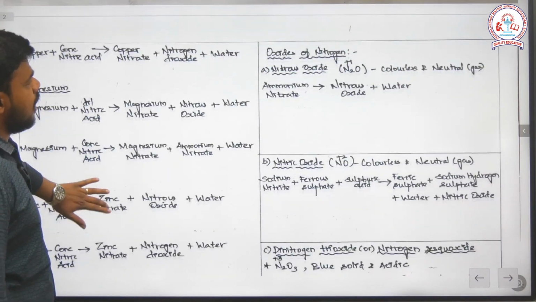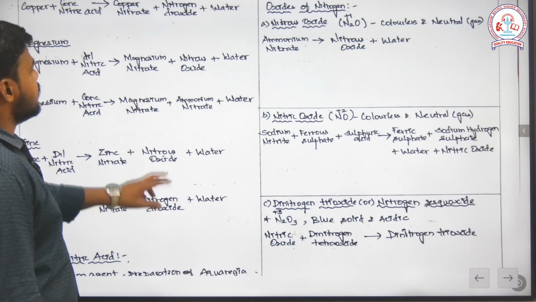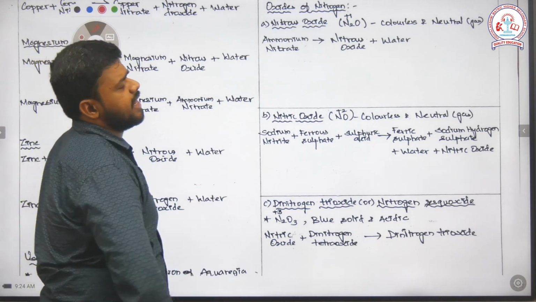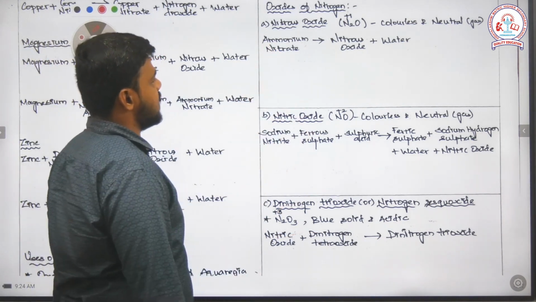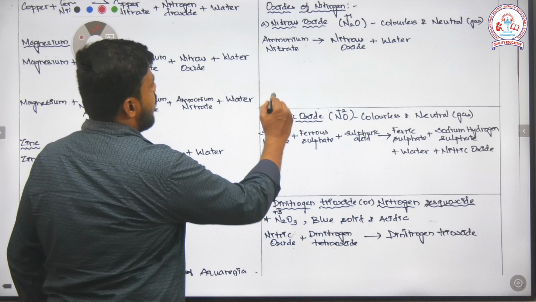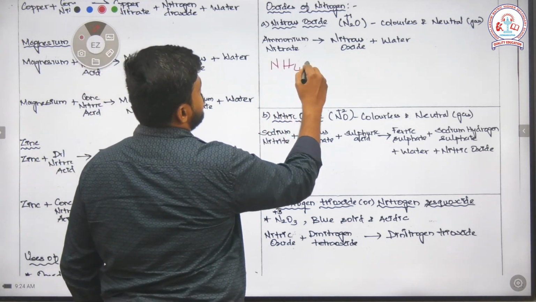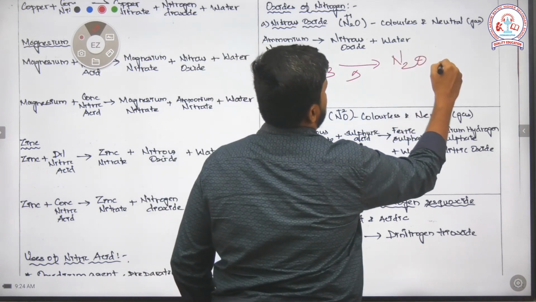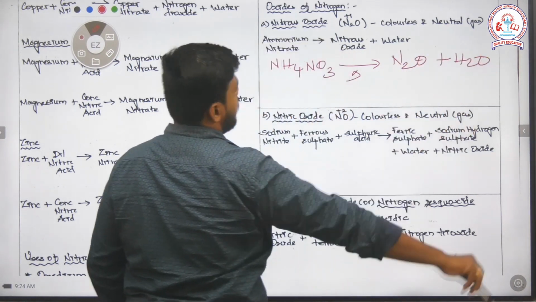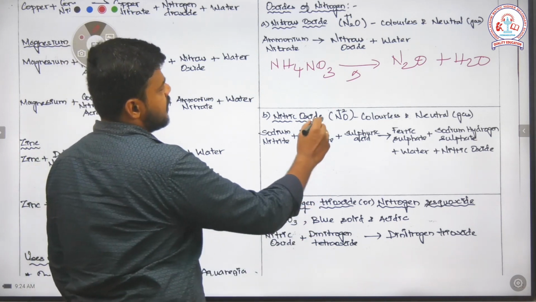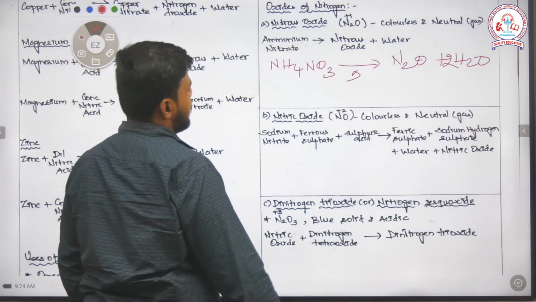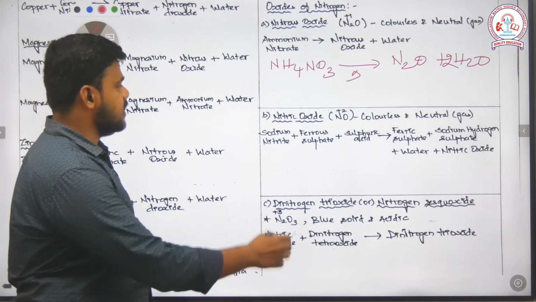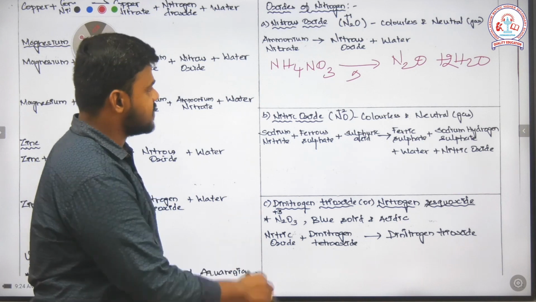Then oxides of nitrogen. Oxides of nitrogen include various oxides, out of which some are given. Nitrous oxide, N2O, the oxidation state of nitrogen is +1 and it's a colorless neutral gas. When ammonium nitrate, NH4NO3, is decomposed, it forms nitrous oxide, N2O, plus H2O. I hope the equation is balanced. If it is not, if I make it as 2, the equation would be balanced. That's all. Then nitric oxide. Nitric oxide has the formula NO, and the oxidation state of nitrogen is +2. It's a colorless neutral gas.